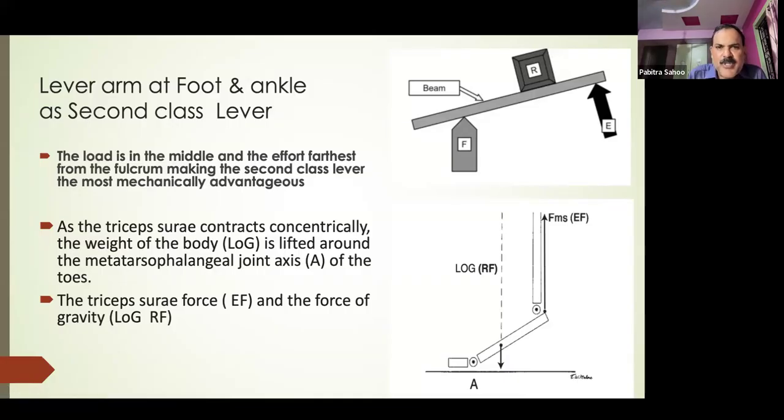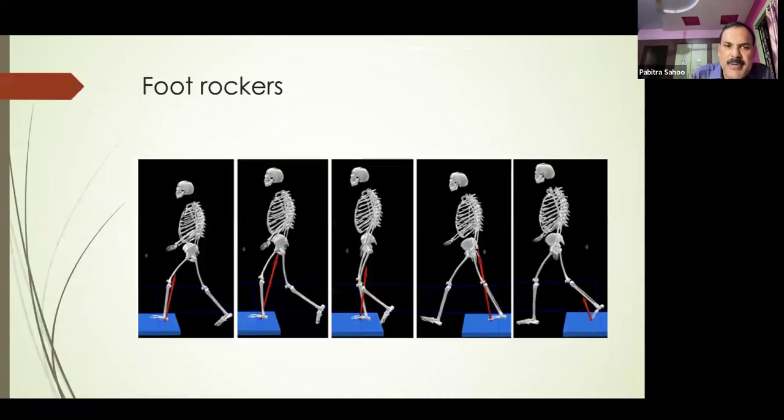So what dysfunctions occur in the case of foot and ankle? This is a very important slide. Please go through this. In normal foot locomotion in the stance phase, when the foot passes from heel strike to toe off, it passes through three levers.